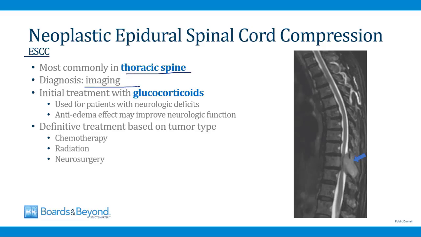And you should be aware that initial treatment, once you identify a metastasis in the spine causing a cord compression, is often with glucocorticoids. These are used for patients who have neurologic deficits. These drugs are anti-edema, and so they can decrease the swelling, and this can improve and sometimes salvage neurologic function. Beyond glucocorticoids initially, definitive treatment depends on the tumor type. Some tumors are treated with chemotherapy, others with radiation, neurosurgery, or a combination of these three.